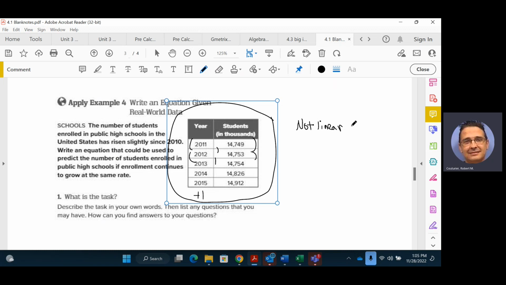Because when we did our section 3.2 and we talked about slope, one of our problems they gave us was finding, instead of just the rate of change or the slope, the average rate of change.